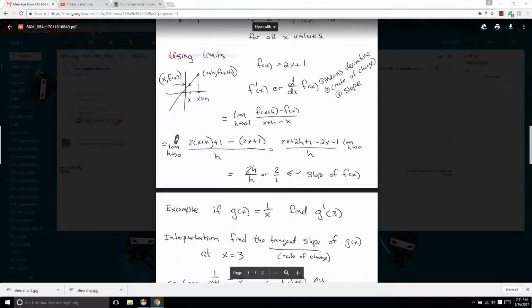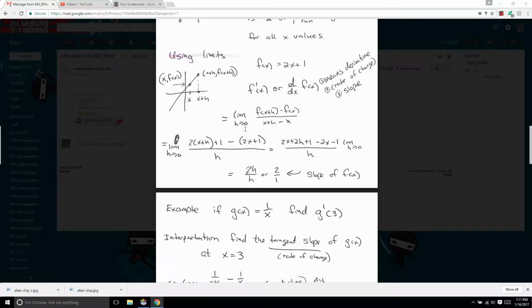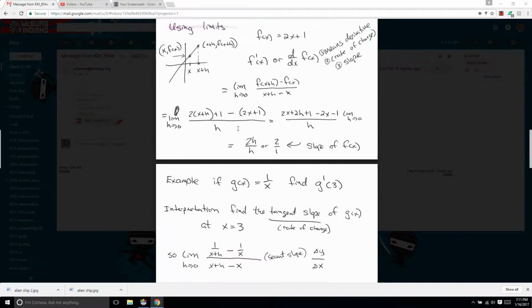So again, like we talked about before, we're going to take the limit as h approaches 0 of the differences in the y's over the differences in the x's, and that comes off this picture up here. We've got the y values of f of x plus h and f of x, and the x values of x plus h and x. So we're going to subtract those two things, and we're going to let h approach 0.